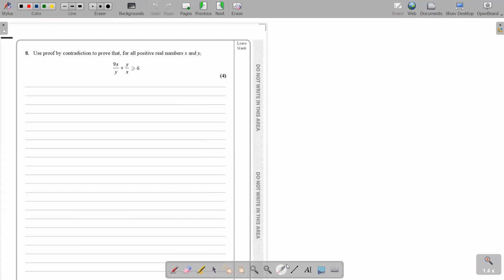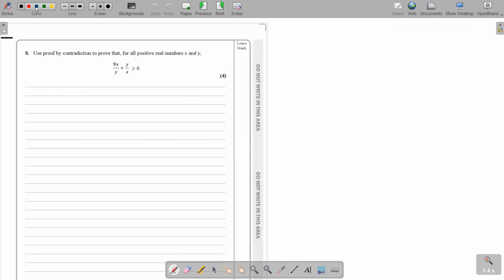Question number 8: use proof by contradiction to prove that for all positive real numbers x and y, 9x over y plus y over x is greater than or equal to 6. How do we start proof by contradiction? Always we start by saying that the given statement is false. So what's the negative of the given statement?